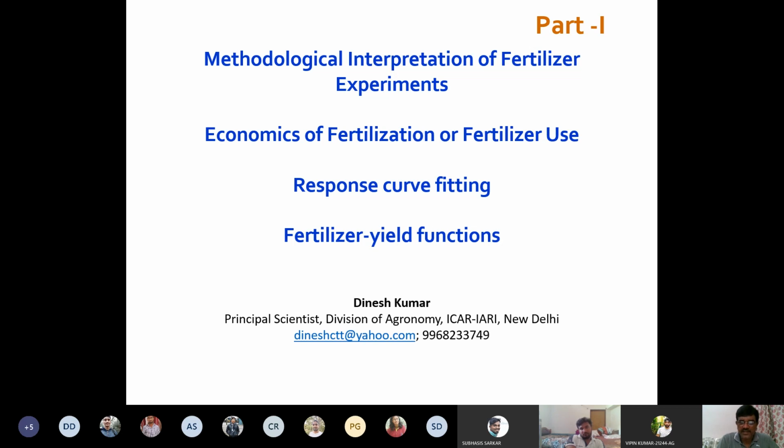Whenever we conduct a fertilizer experiment, we have several interpretations. We work out the use efficiency of fertilizer. If you have two fertilizers, you will compare the use efficiency of the two fertilizers. If you have different varieties and one fertilizer, you will compare those. Sometimes the method of fertilizer application, sometimes the rate and depth of fertilization. Many variables can be compared in fertilizer experiments. So in those cases, you need to work out the economics.